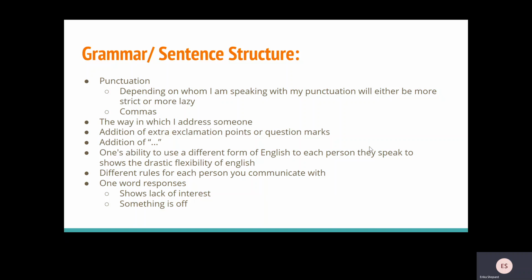The next one, the way in which I address somebody. So the difference between addressing somebody as Miss or Mrs. or Professor Haynes or something along those lines. And then the difference between addressing someone on a first name basis or just as like, hey, what's up? So there's a very drastic difference. I would never email my professors with just their first name or, hey, how's it going? What's up? I got a couple questions. You don't mind?